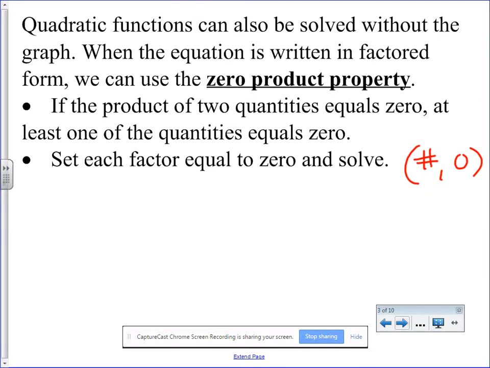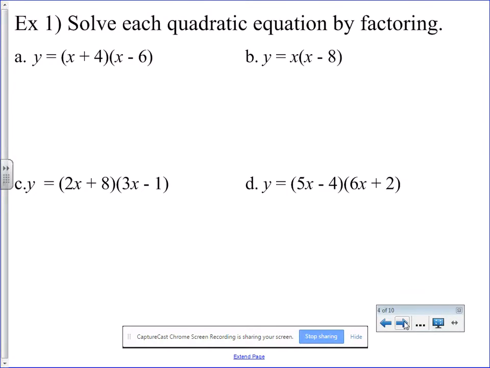There's something called the zero product property that we can use. And what this says is if the product of 2 things equals 0, at least one of the quantities should be 0. So to figure out what these values are, I need y to be 0. That was the y value. So 0 equals x plus 4.